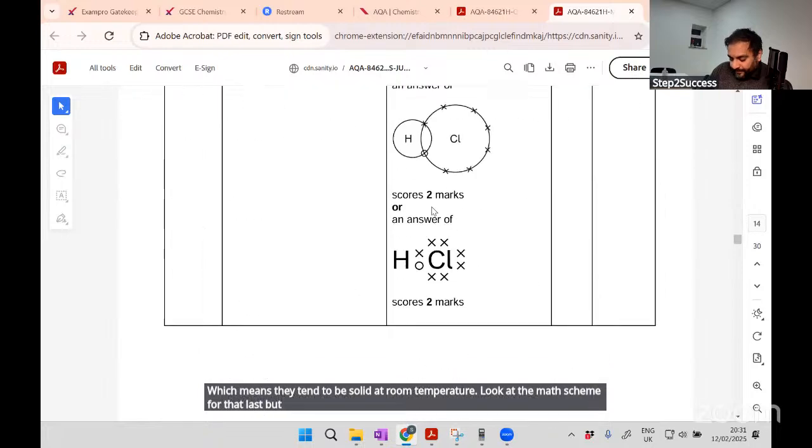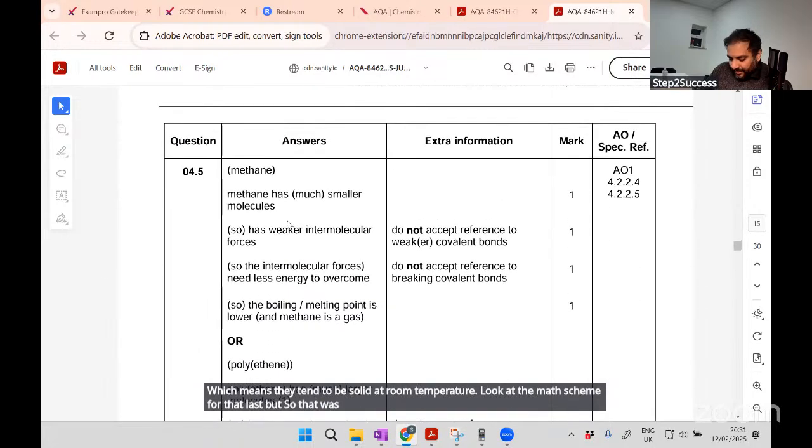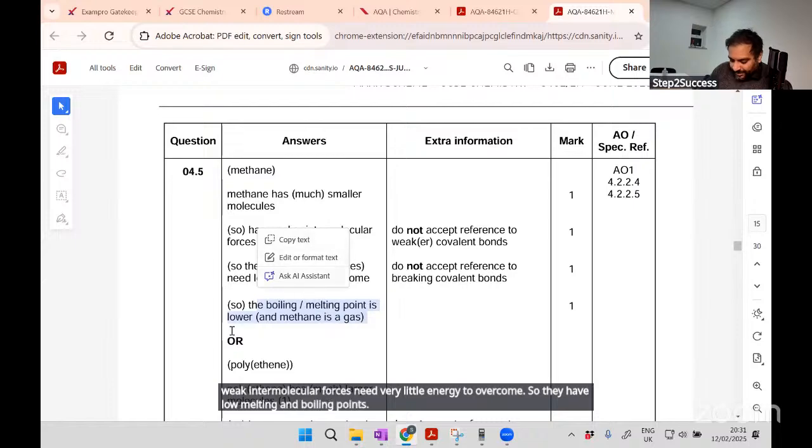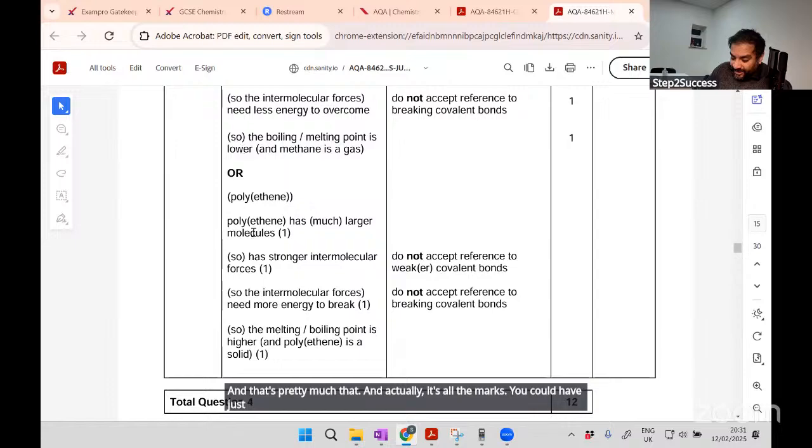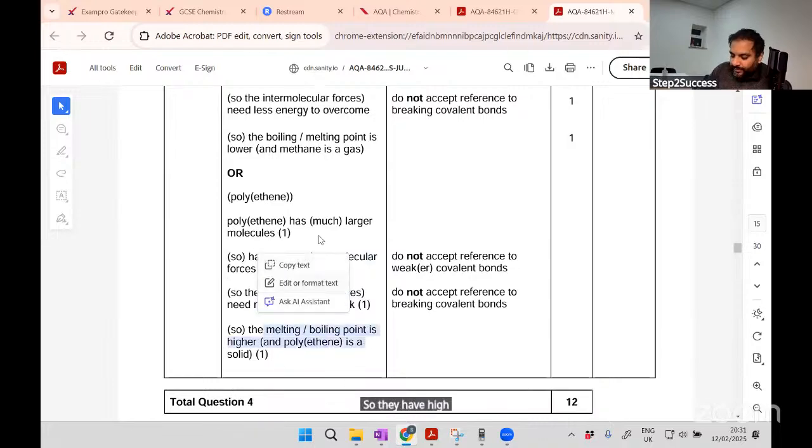So that was all done. Methane is a small molecule, so weak intermolecular forces need very little energy to overcome, so they have low melting and boiling points. And that pretty much is all the marks. You could have just said what I just said, or you could have said the opposite: it's much larger, it has stronger intermolecular forces, they need more energy to break, so they have high melting and boiling points. You don't have to say all of that. Half of it is fine. It'll get you all the marks.